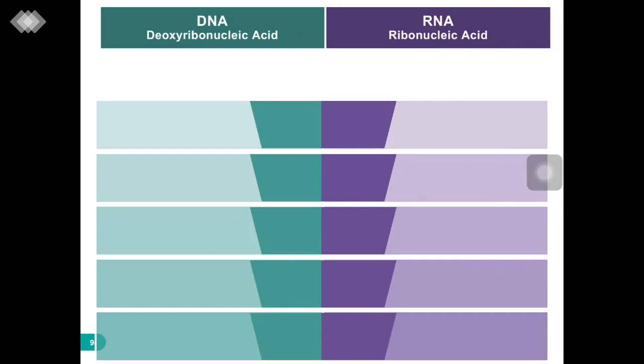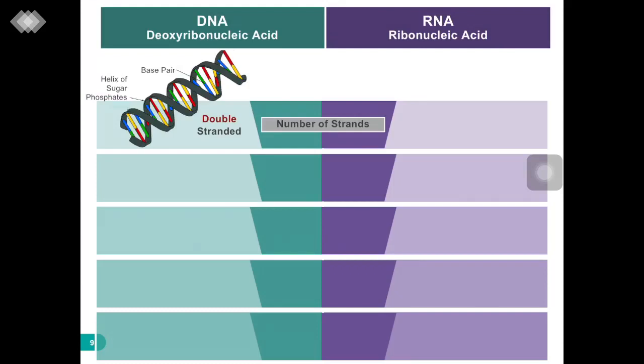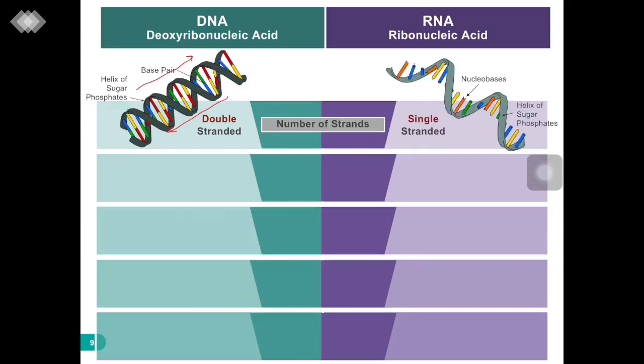Some of the differences are the number of strands. DNA is double-stranded, and these two strands are anti-parallel, while RNA molecules only contain one strand. So it is a single-stranded nucleic acid. There are no base pairs in RNA molecules. Another difference is in the nitrogenous bases involved.